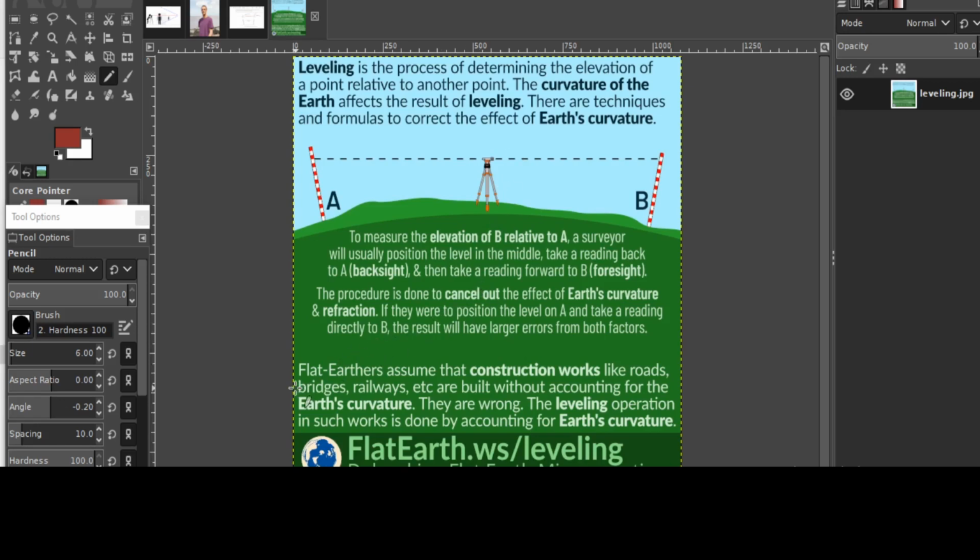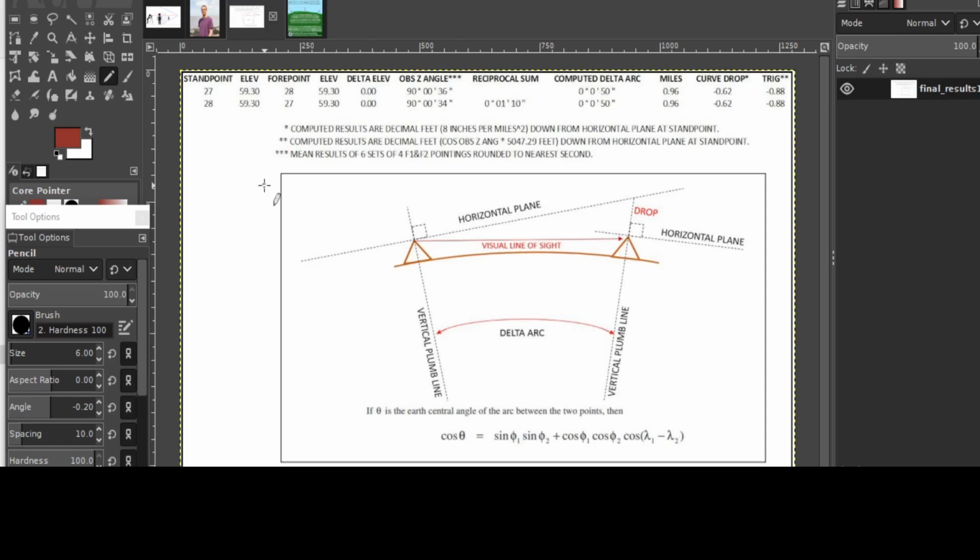So at the bottom here it says, flat earthers assume that construction works like roads, bridges, railways, etc. are built without accounting for the Earth's curvature. They are wrong. The levelling operation in such works is done by accounting for Earth's curvature. Okay, again, they're not actually measuring any curvature on the surface of the Earth. They're accounting for it, or this spherical nature of the measurements that they're making, and it's basically the same as perspective. So let's have a look at what is sometimes shown.